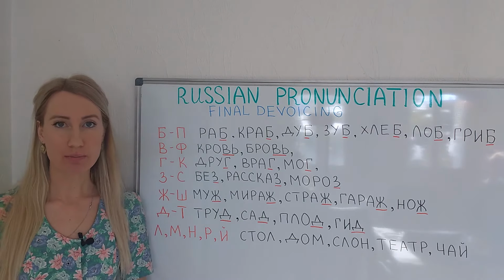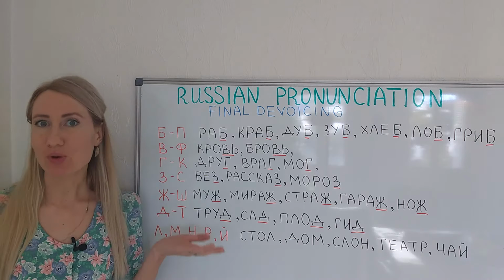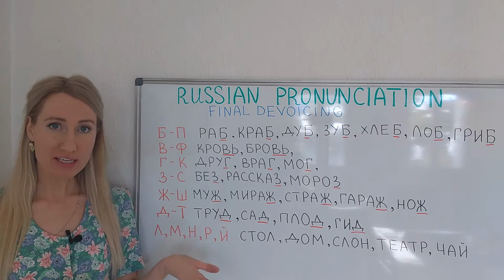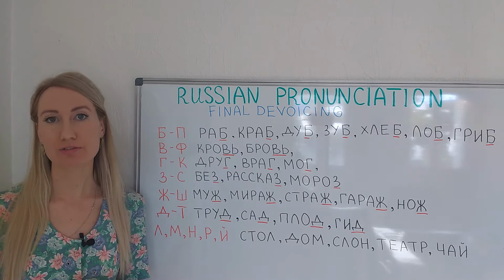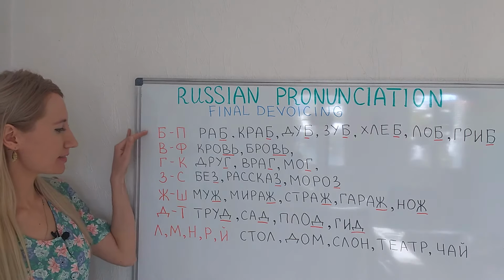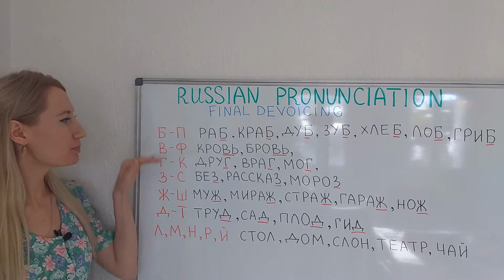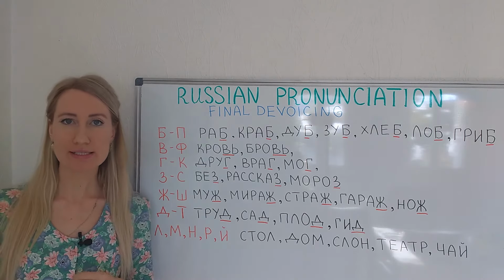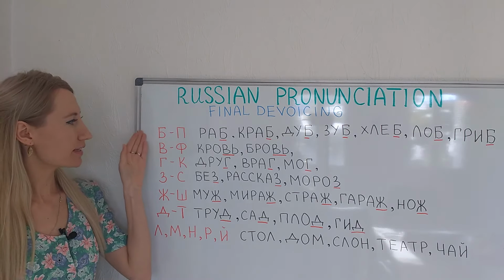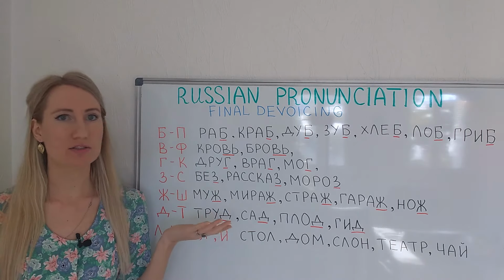Today we will talk about final devoicing. What does devoicing mean? It means that something which was voiced becomes unvoiced. In fact, in Russian we have these six pairs of consonants. In each pair we have a voiced and a voiceless consonant. How can we understand which one, for example, b, p, is voiced?